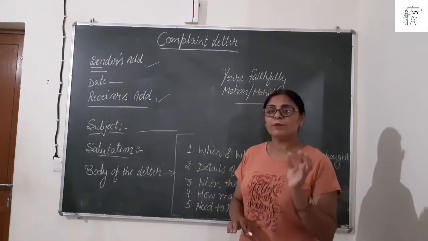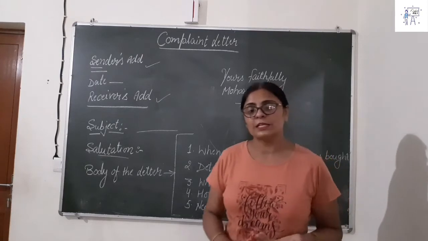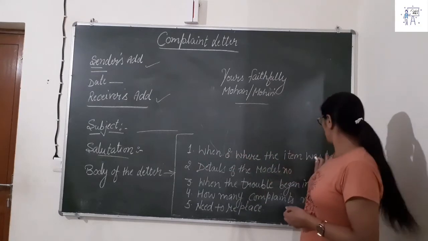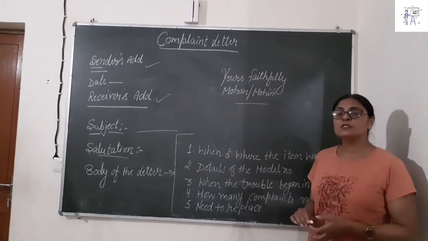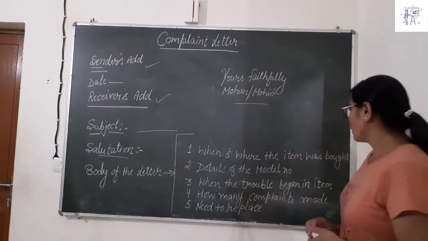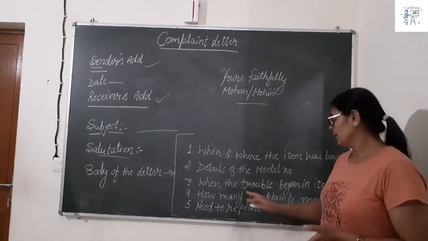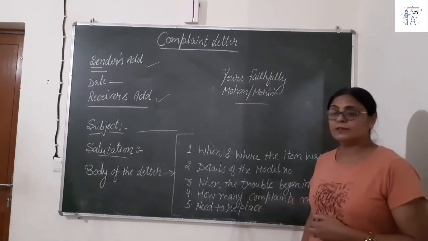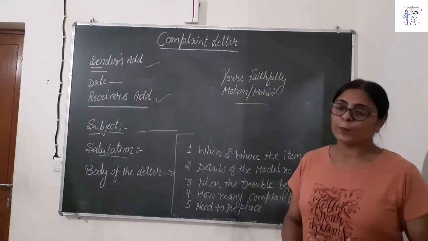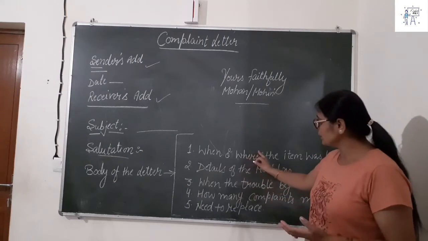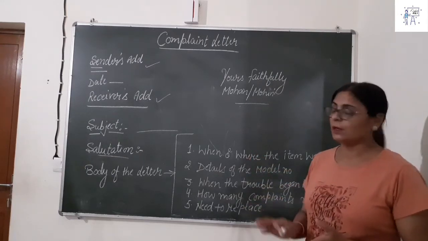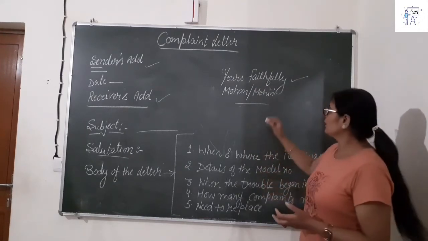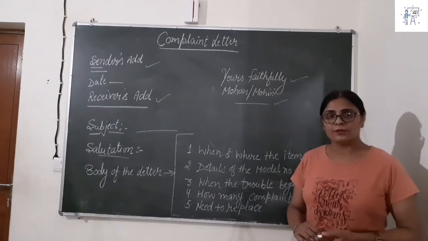In the body of the letter, the main points we have to take care of are: first, when and where the item was bought. Second, details of the model number. Then when the trouble began in the item, and next how many complaints have been lodged regarding the problem, and then we mention whether it needs to be repaired or replaced. So these points should be mentioned in the content of the letter, and at the last we will mention the complimentary clause, yours faithfully, and then we will write the name of the sender.